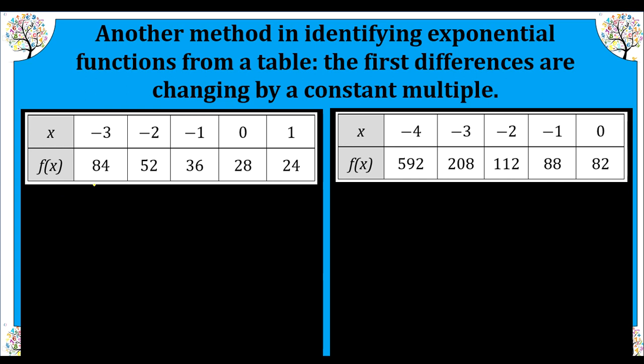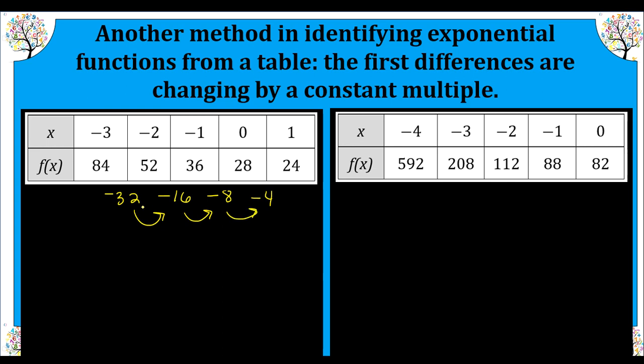So from 84 to 52, we are going down 32. And then from 52 to 36, we're going down 16. And then from 36 to 28, we're going down 8. And from 28 to 24, we're going down 4. Now you can see the pattern here.